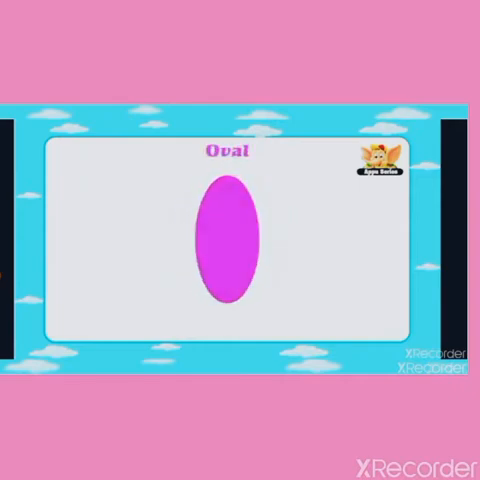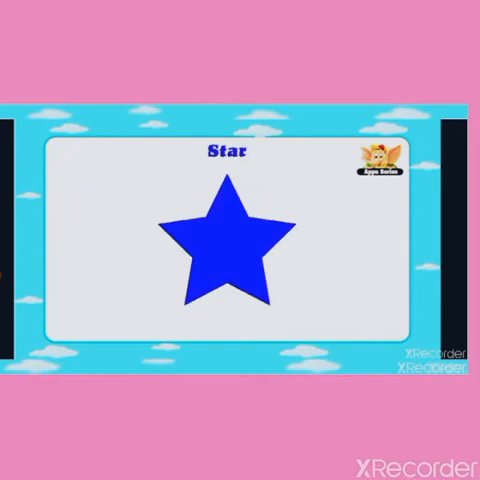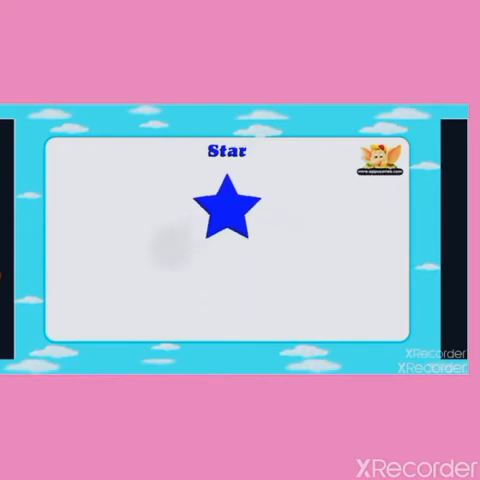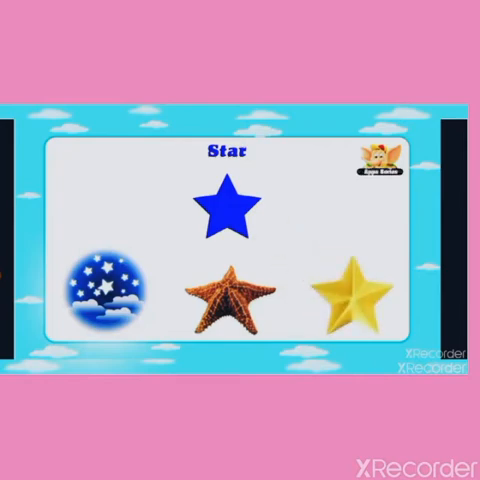Oval. An oval too has no sides, but is longer than a circle. You can see an oval at breakfast time when your mom is cooking an egg, or in balloons, or even in a rugby ball. Star. A star is a shape which has many sides and corners. You can find it in the stars in the sky, in a starfish, or on Christmas time, if you look up on your Christmas tree, you'll see a gold star.